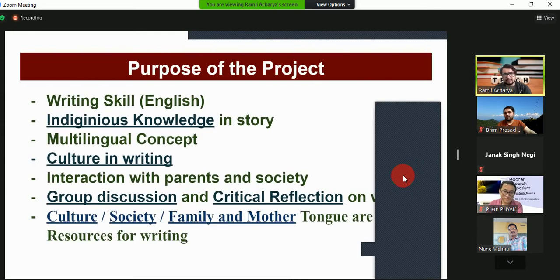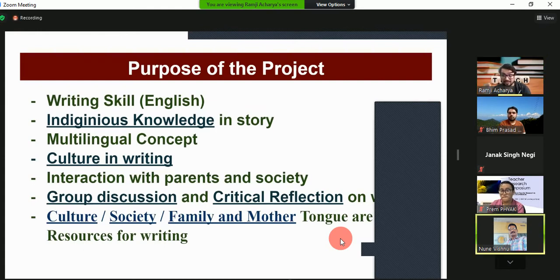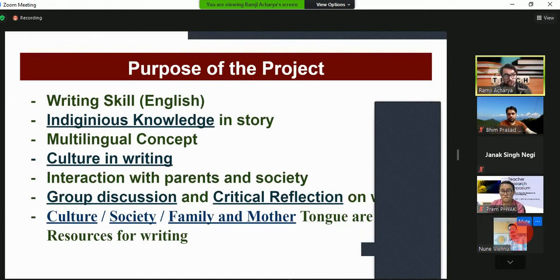The purpose of my study was to enable the students' English writing skills. Whatever I taught, the major task is to enable the student to write in English. As an English language teacher, I need to focus on writing skill. However, I need to include the available resources, which are crucial for students' understanding, creativity, multilingual concepts, and culture in writing.